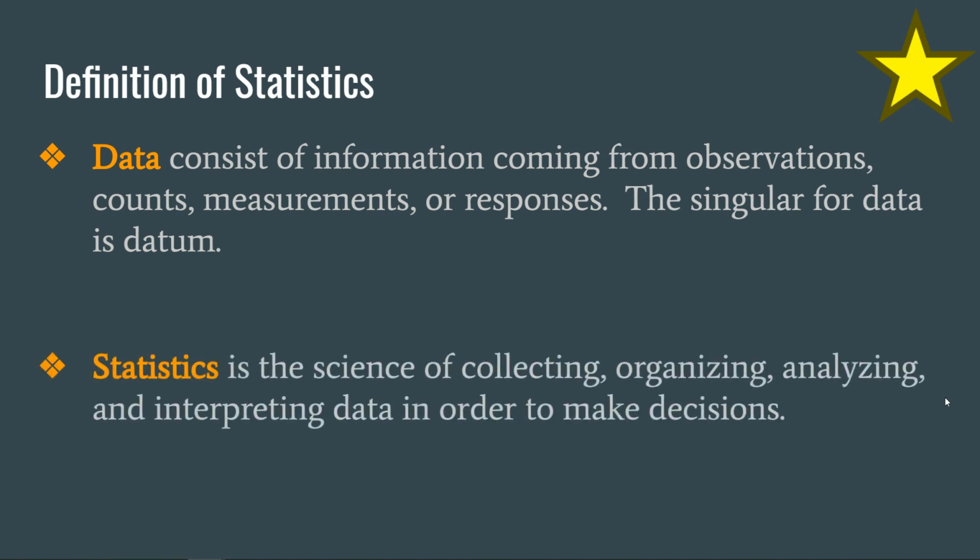Once you have gathered that data, you would be doing something called statistics. This is the science of collecting, organizing, analyzing, and interpreting data in order to make decisions. So statistics, you would gather up that information through a survey, through an observation, through an experiment, or through a simulation. You would then organize the information into some kind of system, like maybe a chart.